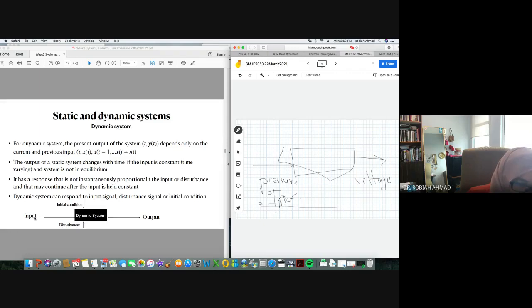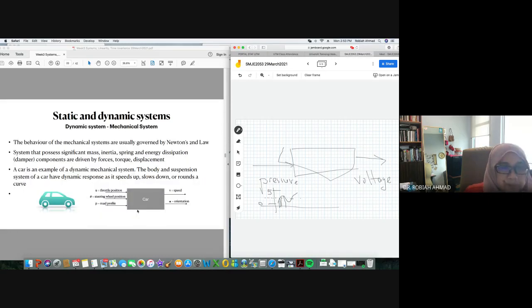Not only the input, but it also depends on the initial condition. It depends also on the disturbances. So that's why it is a dynamic system. Okay, so the difference: if it is static, kita tak kacau dia tak gerak lah. Kita tak tolak dia pun tak gerak. Tetapi dynamic dia akan bergerak sebab dia depends on kadang-kadang initial condition dia, kadang-kadang dia depends also on the disturbances.